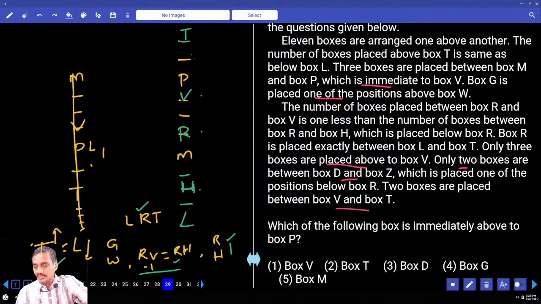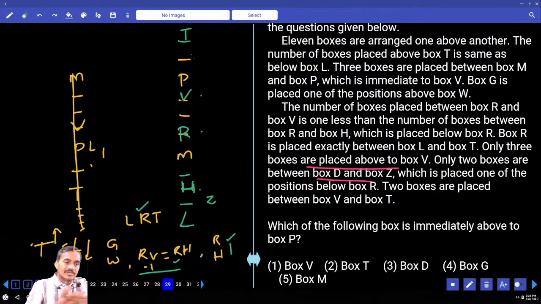That information is there. The next one: only 3 boxes are above V, only 2 in between D and Z. Now in between D and Z, Z is placed at one of the positions below R. Then can you take Z at this place? No. Why? Because in between Z and D there must be 2, not possible. Z cannot be here. If Z cannot be here, where should Z be? Z is here. If Z is here, 2 in between Z and D, hence D must be here. Is it fine? Z and D. Then what is the other information? G and W. This is G and this is W. Is the information fine or not?